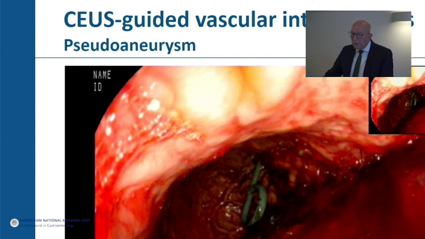A last example is contrast-enhanced ultrasound-guided vascular intervention. And I show you a dramatic example that in rare cases this can be useful. This was a 50-year-old man who had a pancreatic left resection and bleeding after we performed an US-guided drainage of a delayed postoperative abscess.